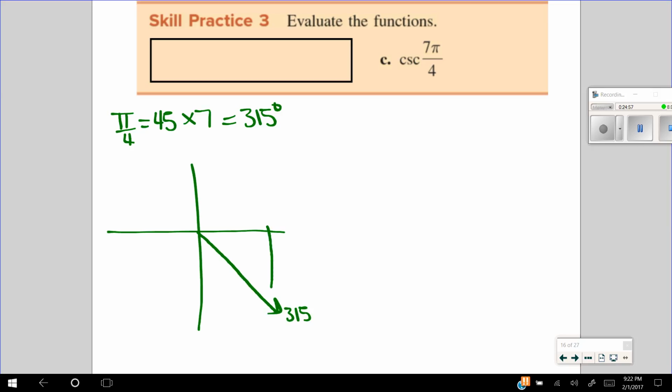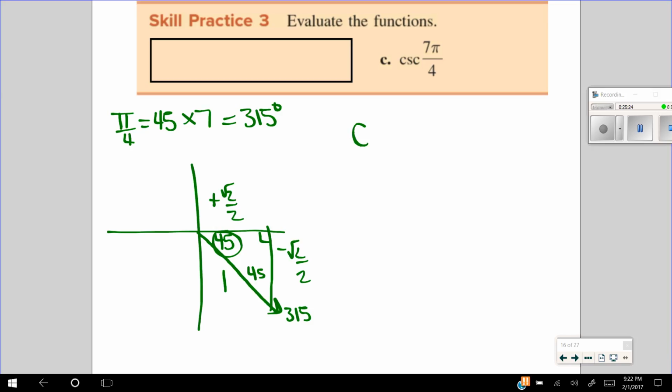Connect back to the x-axis. The difference between 315 and 360 should be 45 degrees. Yep, so that's my reference angle. Hypotenuse is 1. Across from 45 is root 2 over 2, but I moved right, so positive. Across from 45 again, root 2 over 2, but this one's down, so negative.